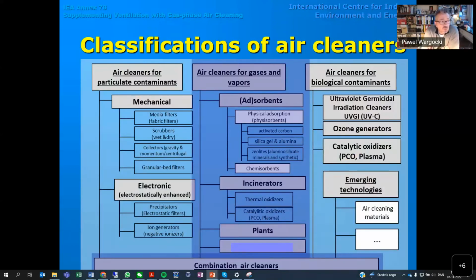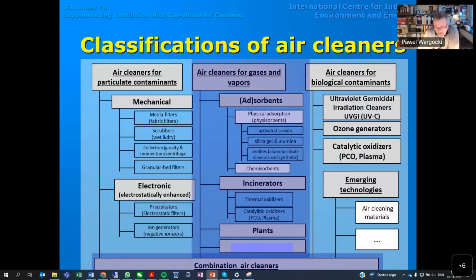Once again, I want to say that the method that I will present is for air cleaners that are used for removing gases or vapors, or a combination of air cleaners where one of the elements is removal of gaseous pollutants. So this methodology cannot be used for particulate contaminants or biological contaminants because there is no effect on perception.